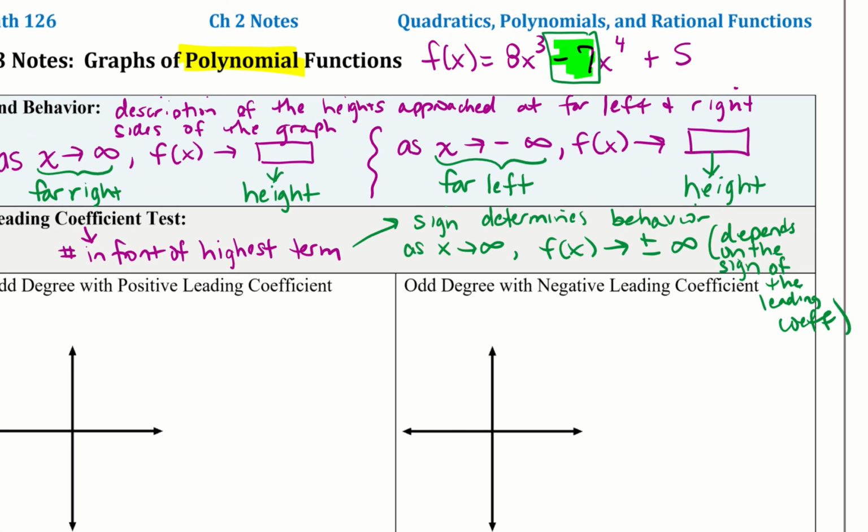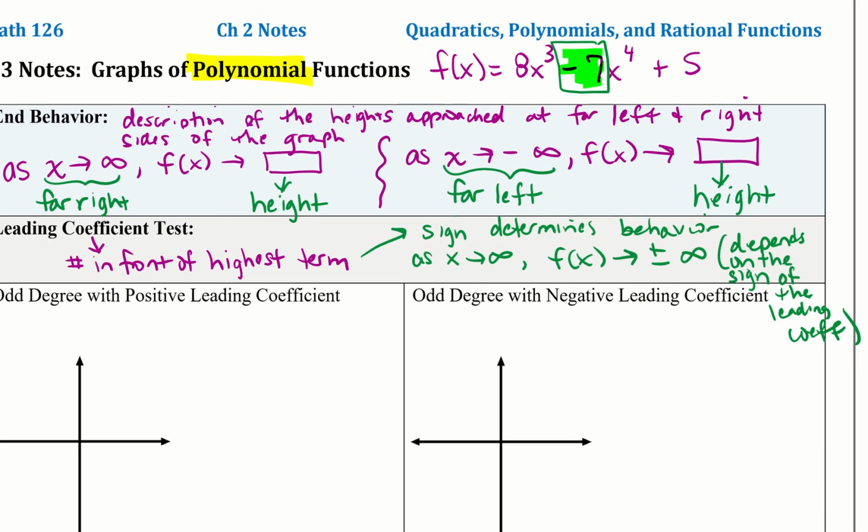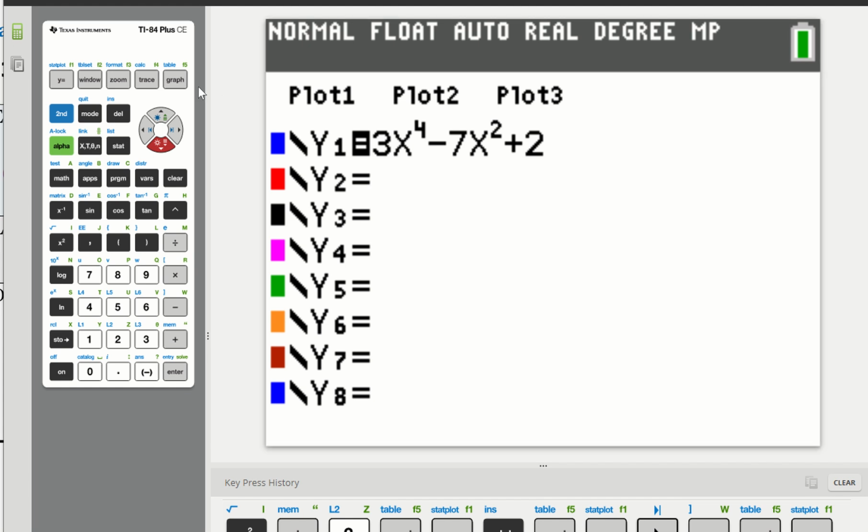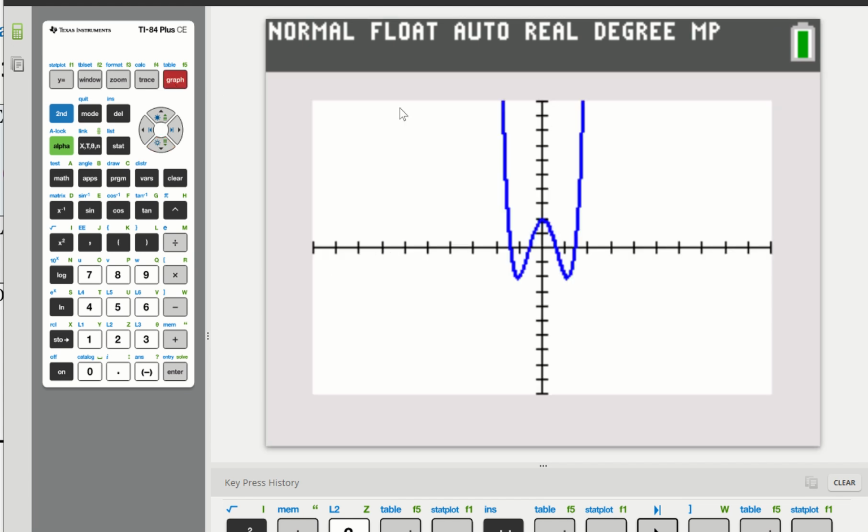Let me give you an example of this. I'm just going to use my graphing calculator here. On this one, I wrote the polynomial in descending order, so my leading coefficient is a positive 3. What this means is that when I graph this, on the far right side I should see that we're heading to positive infinity. And indeed we are.